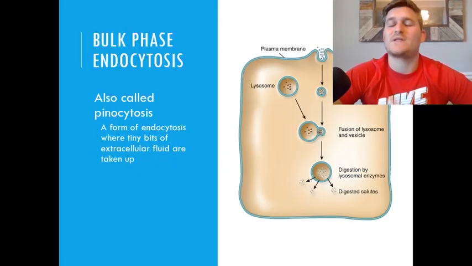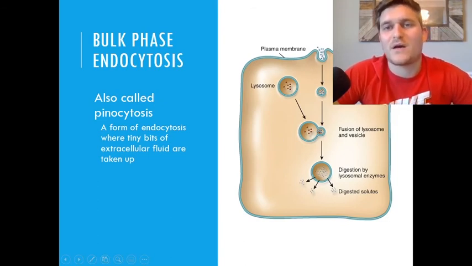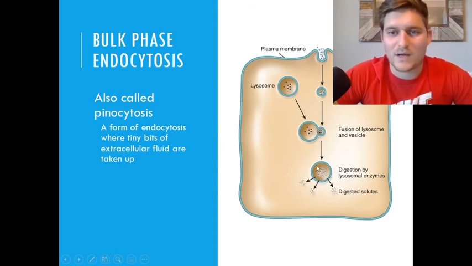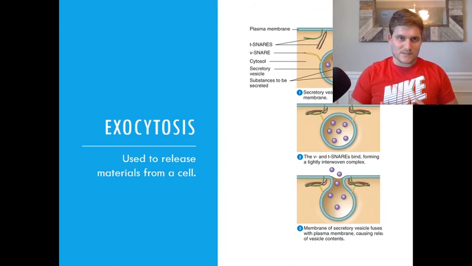Bulk phase endocytosis, also known as pinocytosis, is when a vesicle is formed around extracellular fluid, which is then engulfed, and then a lysosome can come along and break it apart, and the cell can digest those solutes. So endocytosis is bringing materials into the cell.